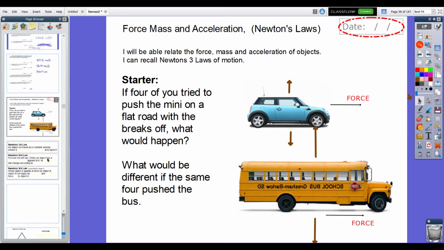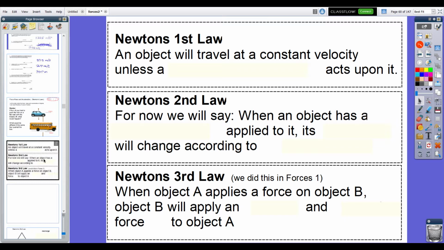So let's have a little look at Newton's laws. There are 3 laws that you need to know about. The first one I'm going to look at is the third one, because we already did it in forces 1. This was going back to the idea that if you have any 2 objects and they come into contact with each other, the force of one object on the other must be equal to the force of the other on the first one. But not only is it equal, it must act in the opposite direction.